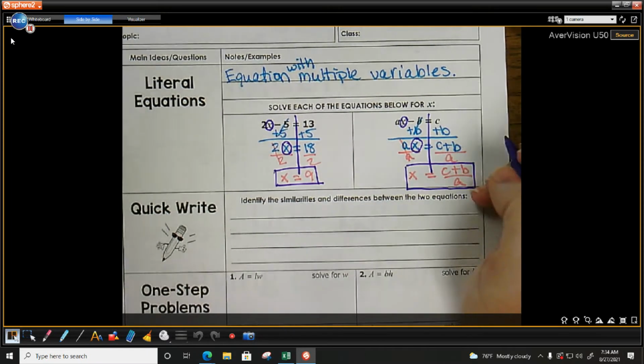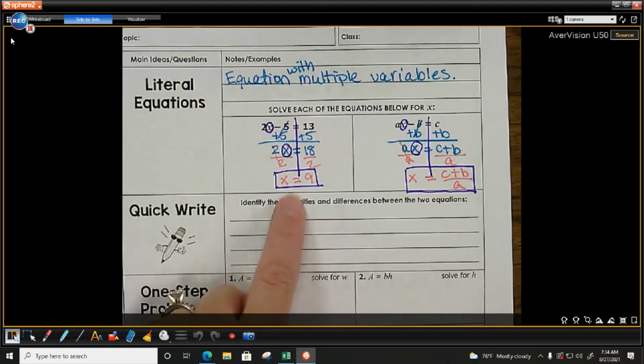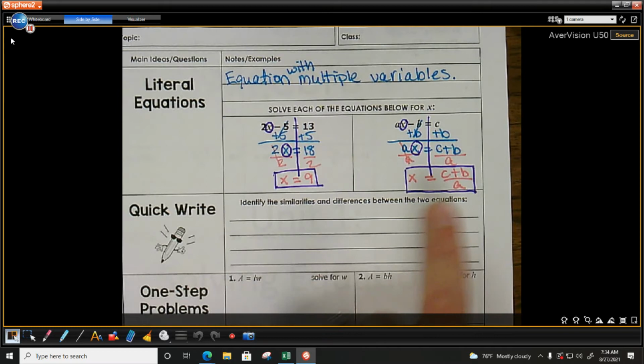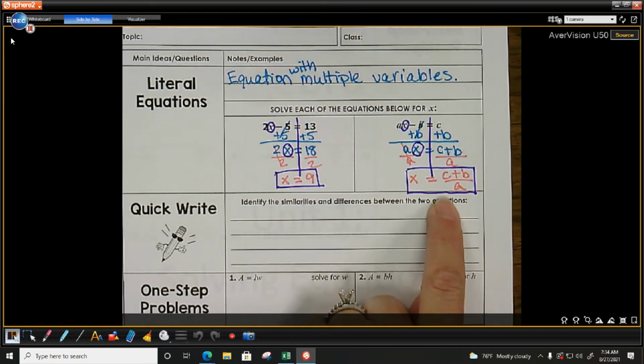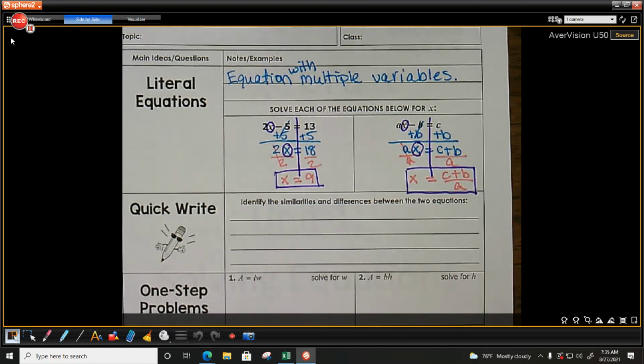So when we are just solving our 1 variable equations, we get a value for our variable. Whenever we're solving our literal equations, it's not going to be a nice pretty numerical answer. Do you follow the same exact steps though? Yeah, so you follow the same exact steps when you're solving your literal equations. So it says identify the similarities and differences between the two.